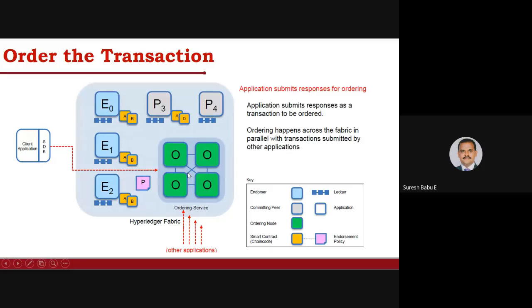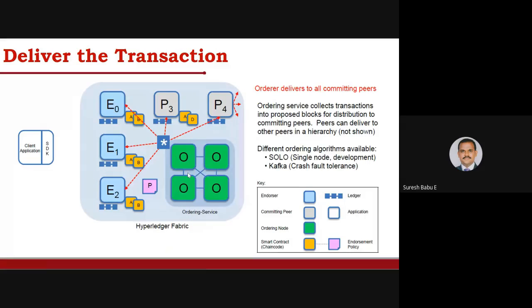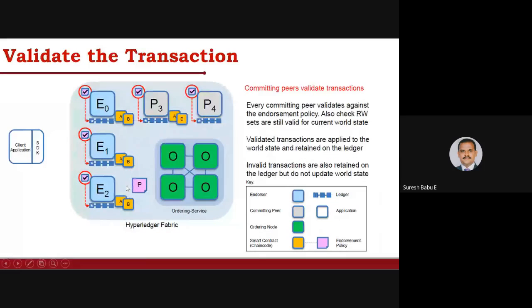The orderer will collect all the transactions, group them into a block, and send it for further validation. This is the orderer ordering the transaction, and then we deliver that transaction to all the peers as well as to the endorsers. The endorsers will validate it, because they are the ones who have previously endorsed it. They validate that yes, this can be entered into the blockchain. This is the validation of the transaction.